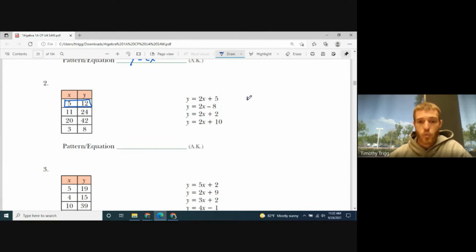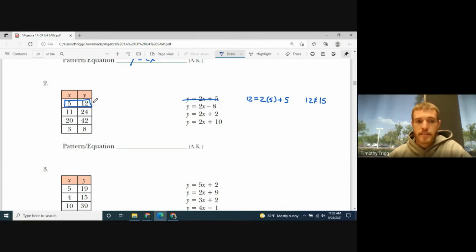So that would be 12, again replacing the y with 12, equals 2 times 5, again replacing the x with 5, plus 5. Okay, so that would be 12 equals, and then 2 times 5 is 10. 10 plus 5 is 15. So is that true? Are these equal? No, these are not equal. So that means this is not the correct equation.